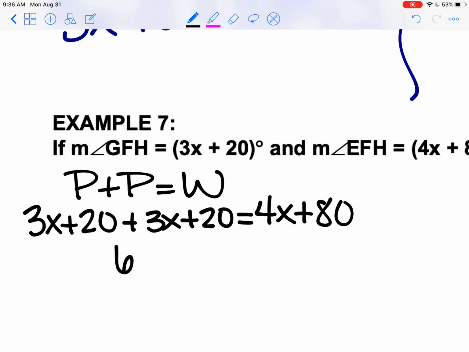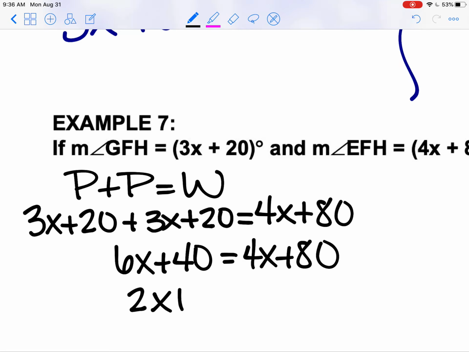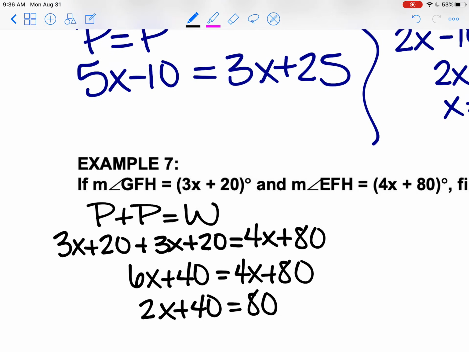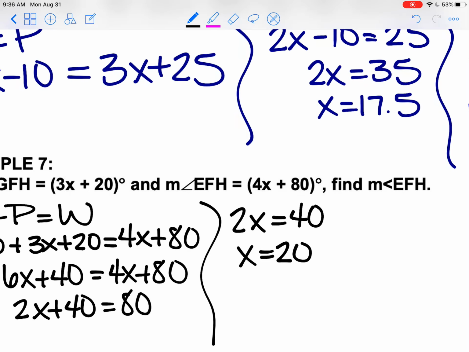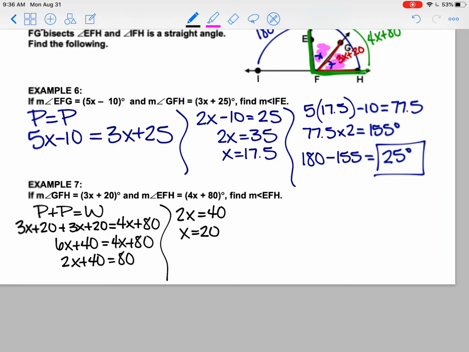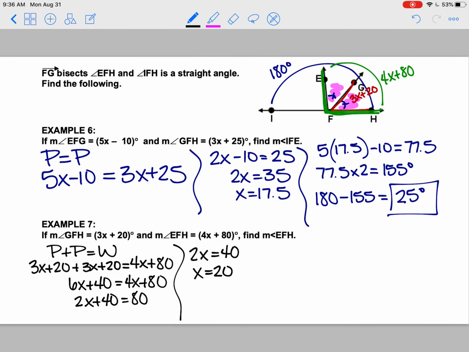We have 6x plus 40 equals 4x plus 80. Let's subtract our 4x over, and that gives us 2x plus 40 equals 80. Let's subtract the 40 over. I'm going to move over here and say 2x equals 40. Divide by 2, x equals 20. What's the question asking to find? Not x, but we need it. It's asking for the measure of EFH.